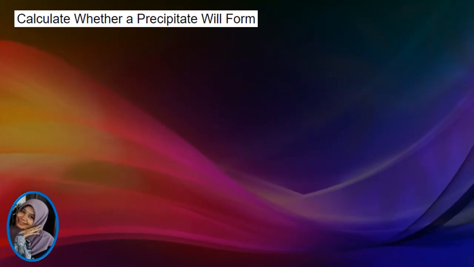Students, how do you predict whether a given concentration of ions will result in the precipitation of an ionic compound? Actually, you can use the relationship between the ion product expression and the solubility product expression to predict whether a precipitate will form in a given system.